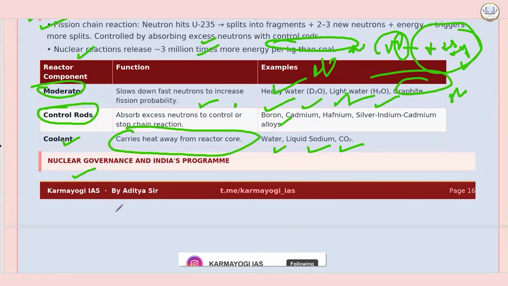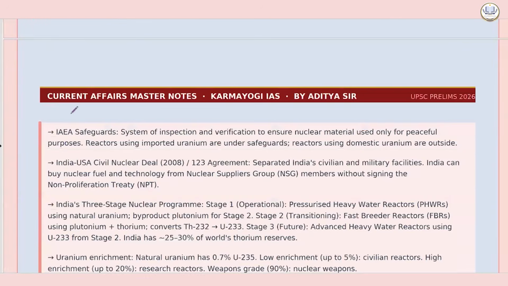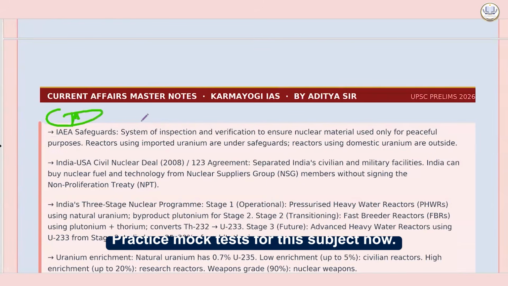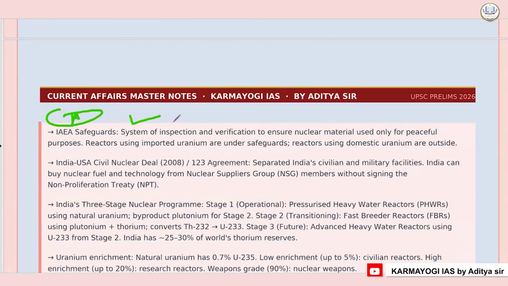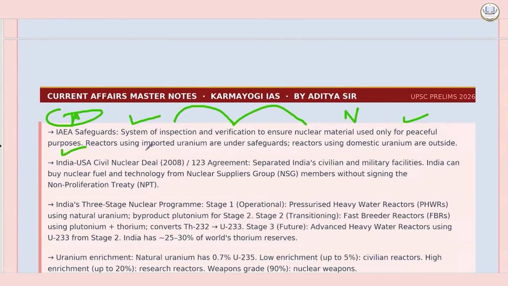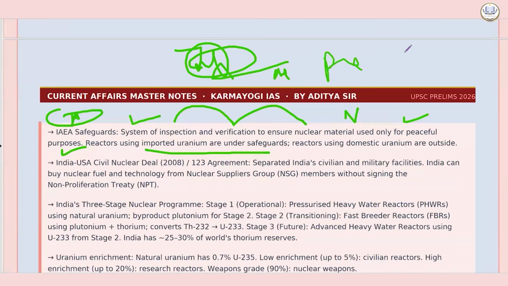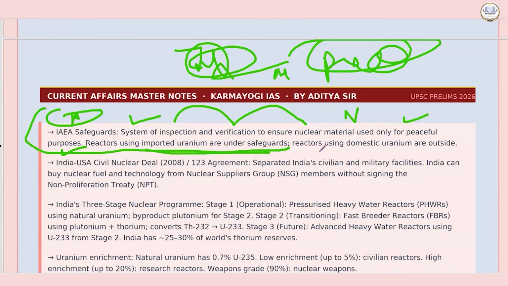Then nuclear governance in India's program. There are International Atomic Energy Agency safeguards, a system of inspection and verification to ensure nuclear material is used only for peaceful purposes. Reactors using imported uranium are under safeguards, and it has already been asked in a PYQ. That is the thing that you have to remember. The reactors using domestic uranium are outside. This is very important for your prelims.